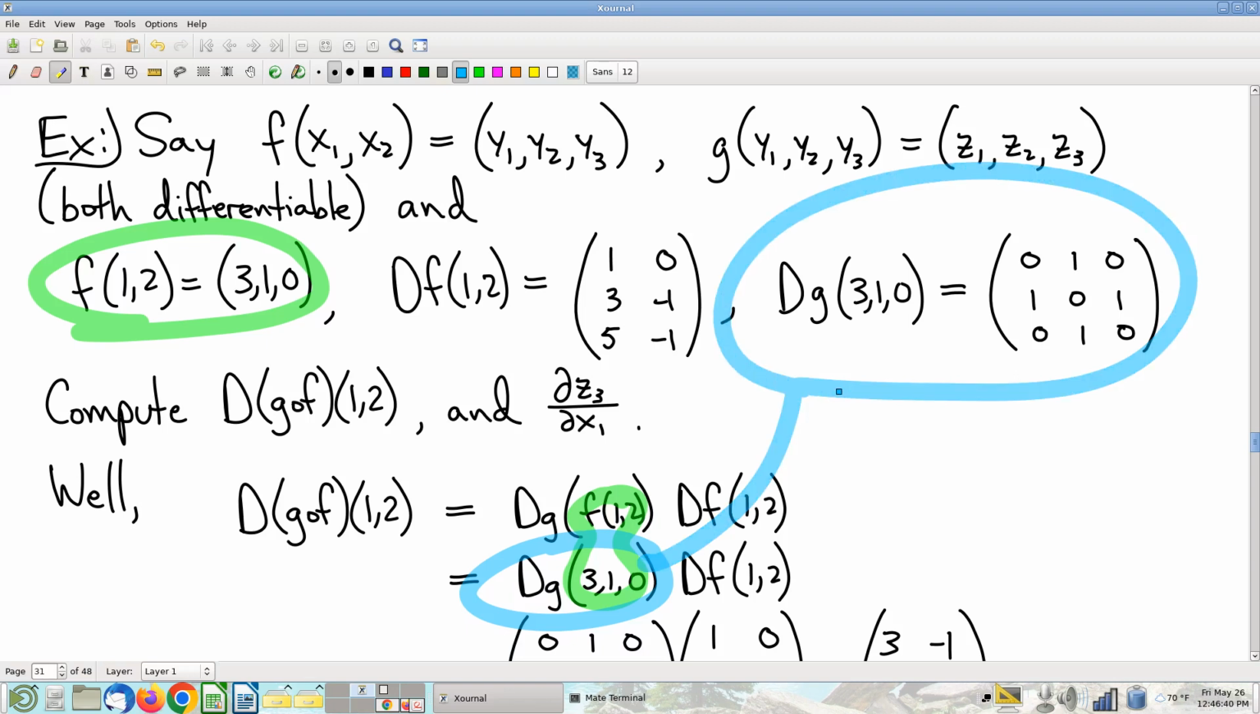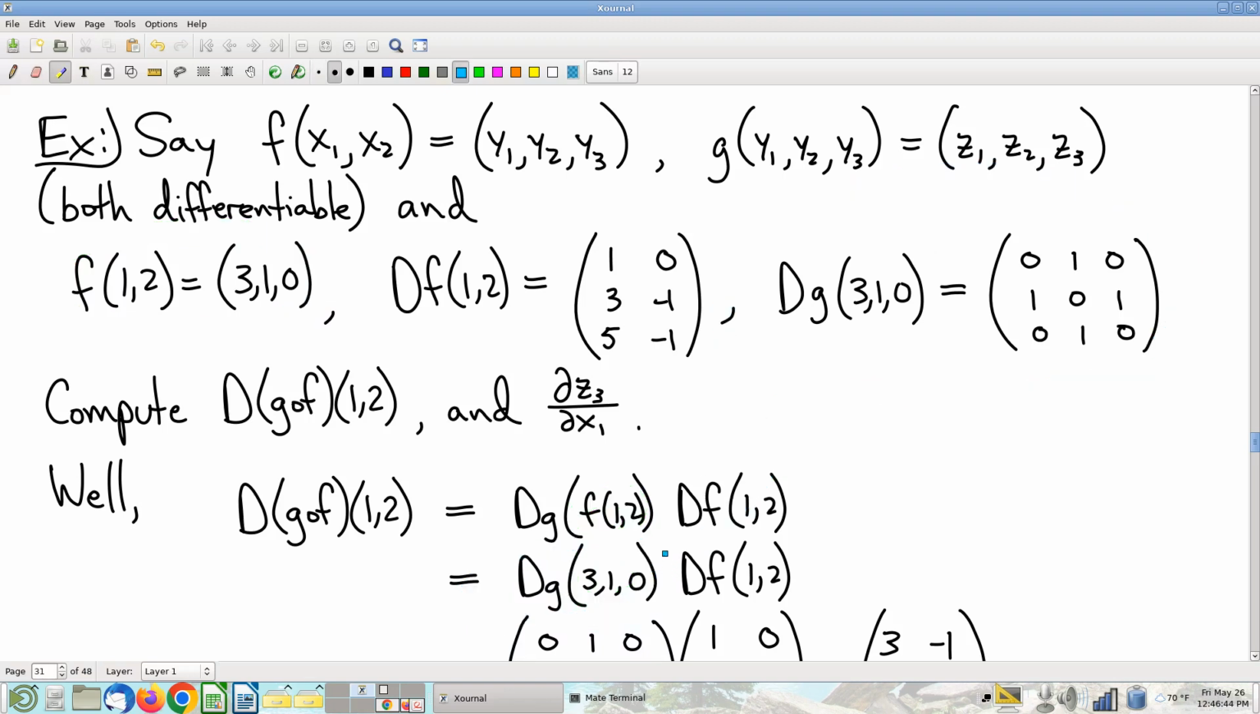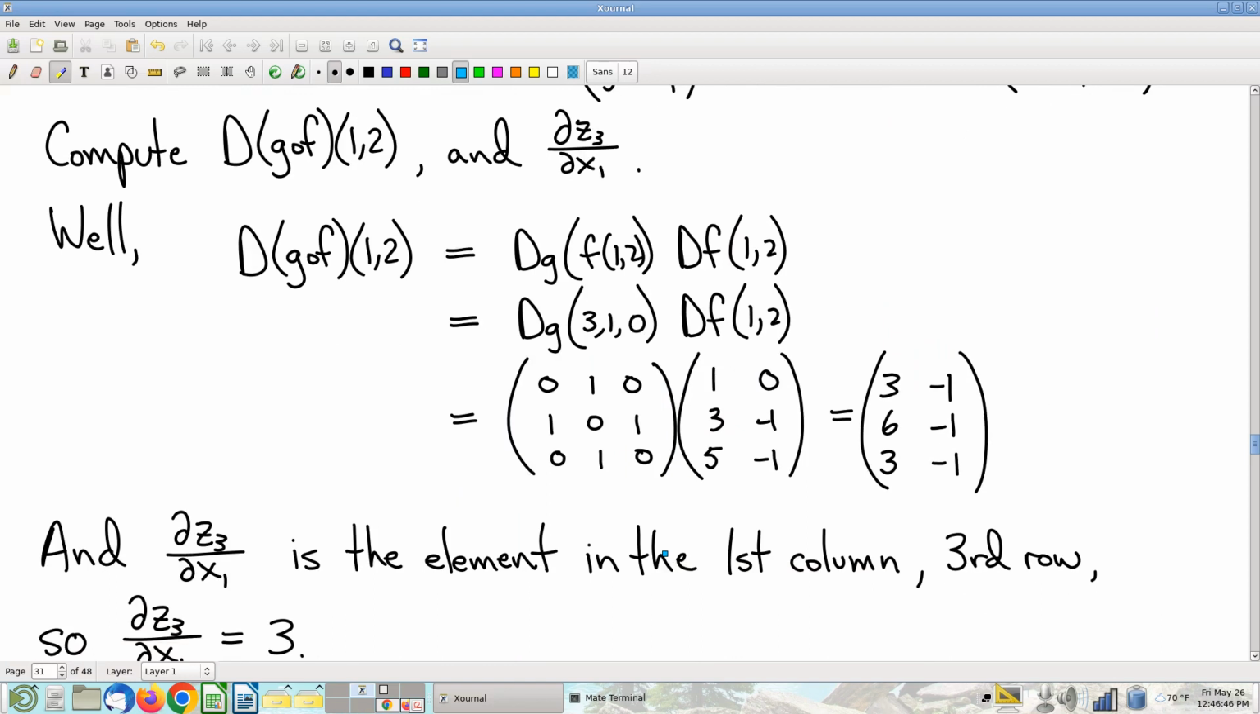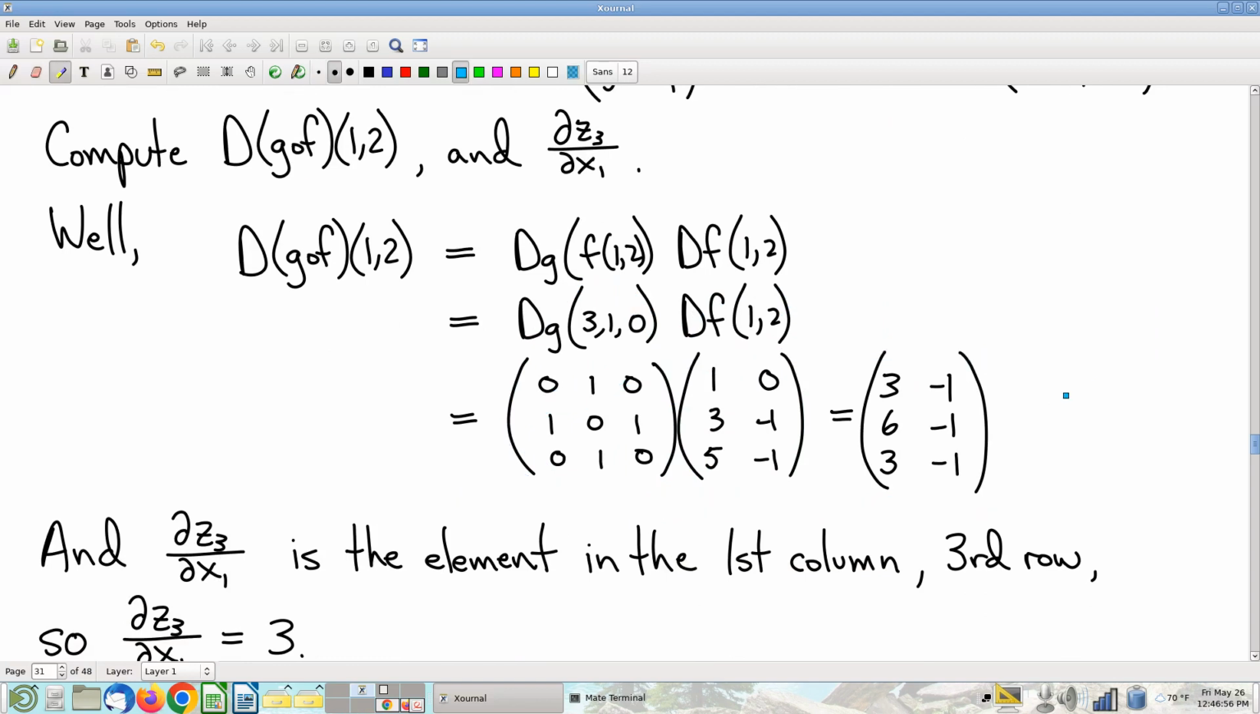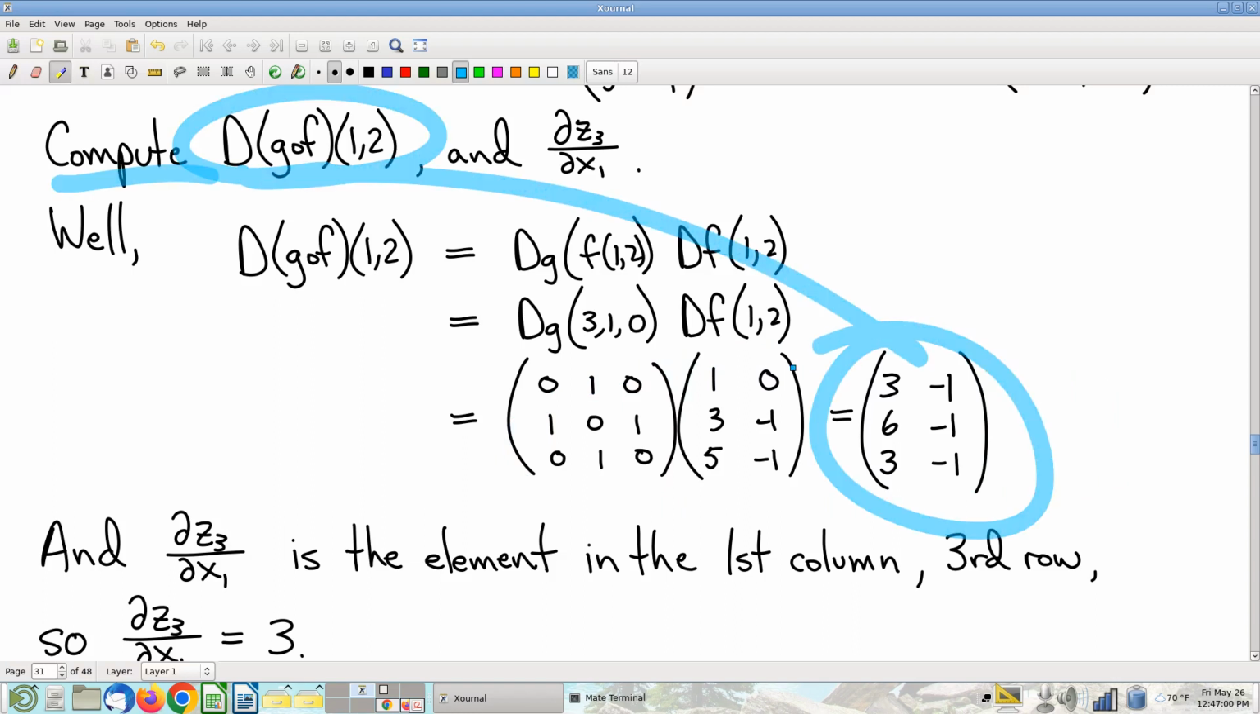Everybody happy? Okay. All right. Okay. Yeah, boom. We recopy those, and we know how to multiply matrices. Make sure you know how to multiply matrices. And here we're done. We've now computed that composition derivative as this matrix right here. Now, before we go on to the partial derivatives, everybody good with this part so far?